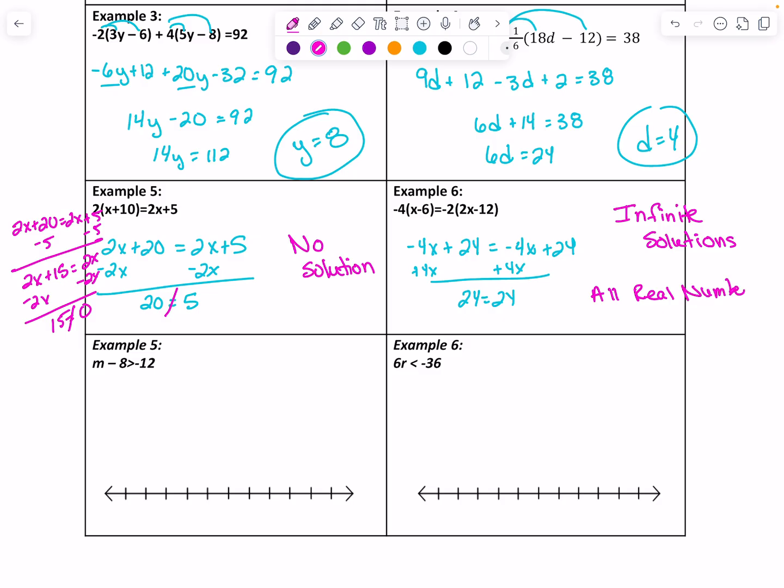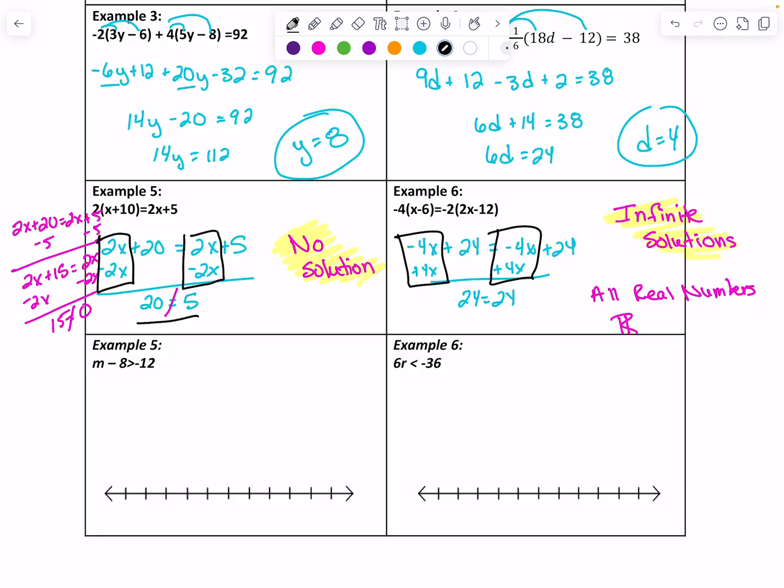They are the same thing. You could also do a double-lined R, which means all real numbers, as well. One thing I want you to notice: these are called special cases when we have no solution or infinite solutions. And when we have that, notice my variables went away. There's no longer a variable in my solution. And so that's one clue for you that it's going to be a special case.